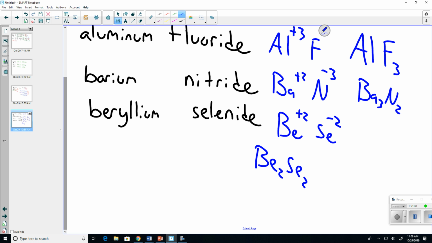How did this become a +2 charge? It lost 2 electrons. How did this become a -2 charge? It gained 2 electrons. Do I really need 2 of each to make that work? No. So the correct answer for this would be BeSe. Some students do the cross and drop, but then they will divide if there's something that they can divide both by.